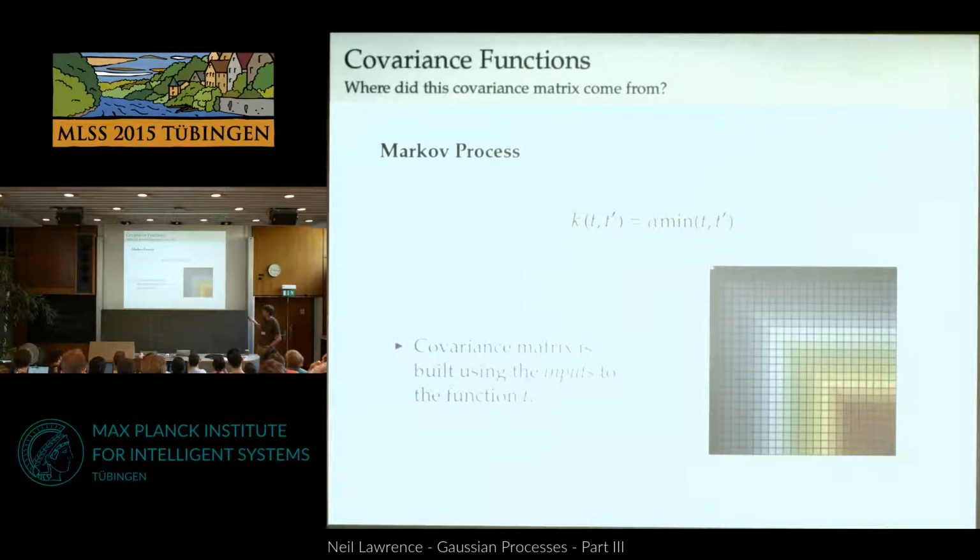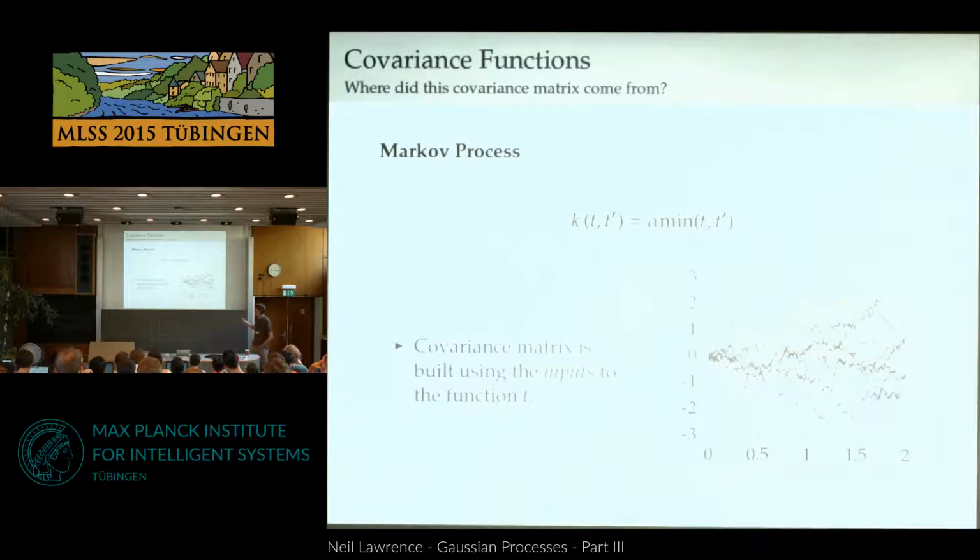Now, what do we notice about it? For example, immediately you can tell that since this is the minimum of t and t prime, the diagonal is just the time. So what does that mean for the variance over time? It's going up, what? Linearly. And that means, of course, that the standard deviation is going up as the square root over time, which is a known property of these random walks. And this is what it looks like.